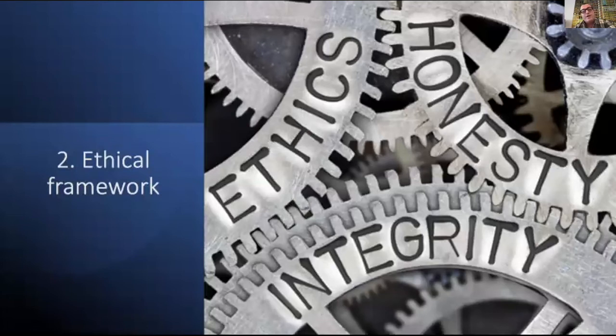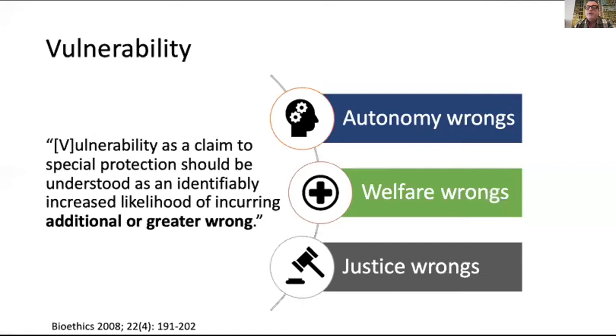So let's talk now about the ethical framework. Imminently dying patients in the intensive care unit are vulnerable, meaning that they're at an identifiably increased likelihood of incurring additional or greater wrong. Imminently dying patients are liable to autonomy wrongs because they're unconscious and are not able to make decisions regarding research participation. Welfare wrongs occur if research interferes with end-of-life care or intrudes into a family's last moments with the patient. And justice wrongs occur when imminently dying patients are exploited.